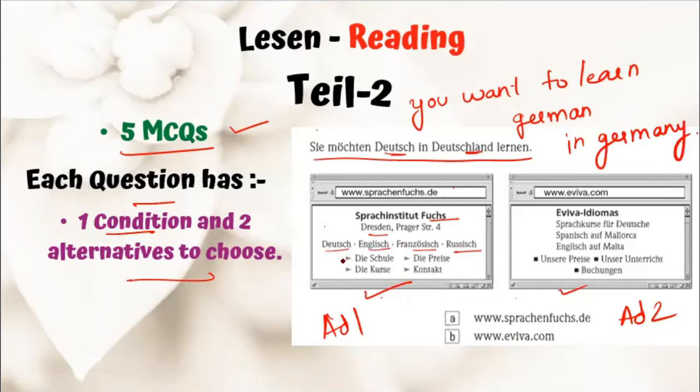Then there is information provided about the Schule, the school, the course, the price, and the contact. Okay. So this is one ad. Now let us see the second one.